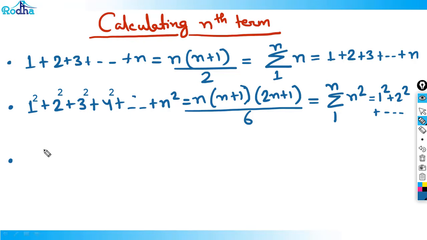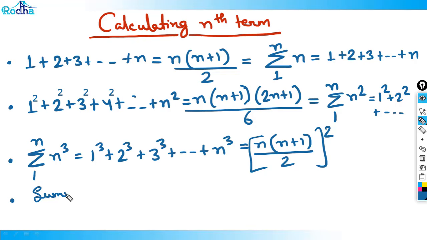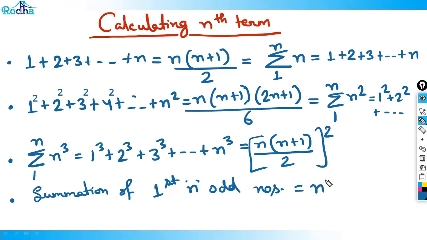Similarly, I directly write summation of 1 to n cube. This basically means 1 cube plus 2 cube plus 3 cube till n cube. This is equal to n into n plus 1 by 2, and its whole square. So these three basic formulae you need to remember. Then one more you can add: summation of first n odd numbers is equal to n square.